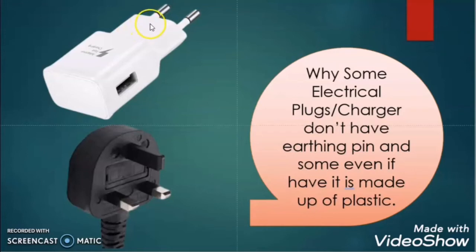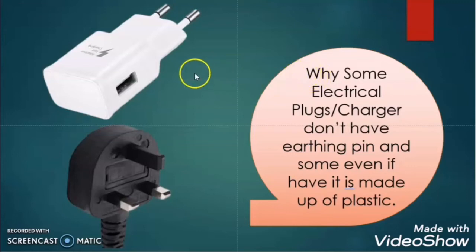The reason is very simple. If the equipment has no chance of an earth leakage fault, then we can go for the 2-pin plug or 2-pin charger. If the equipment which we are going to use has no chance of an earth leakage fault, of course, then there will be no current in the body. And if there is no current in the body, then there is no need for any discharge path for that fault current, as there is no earth leakage fault current.